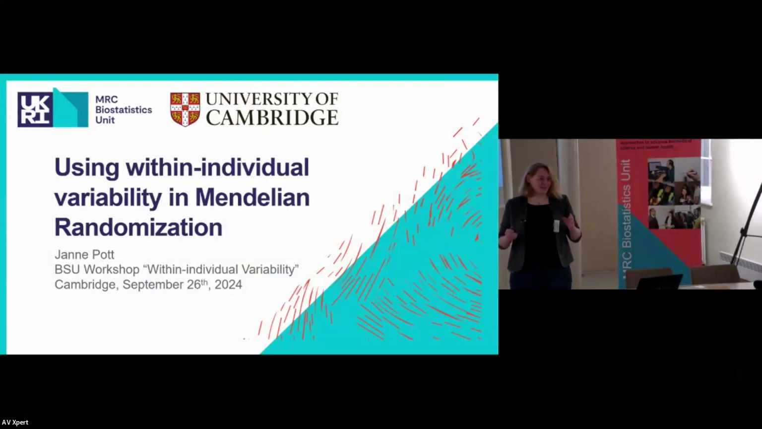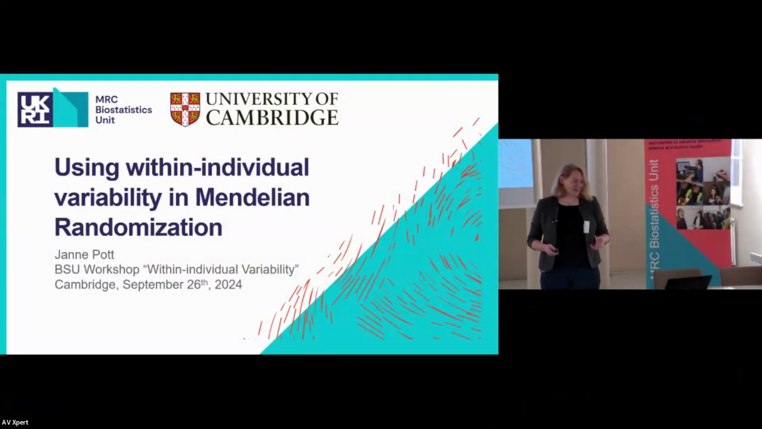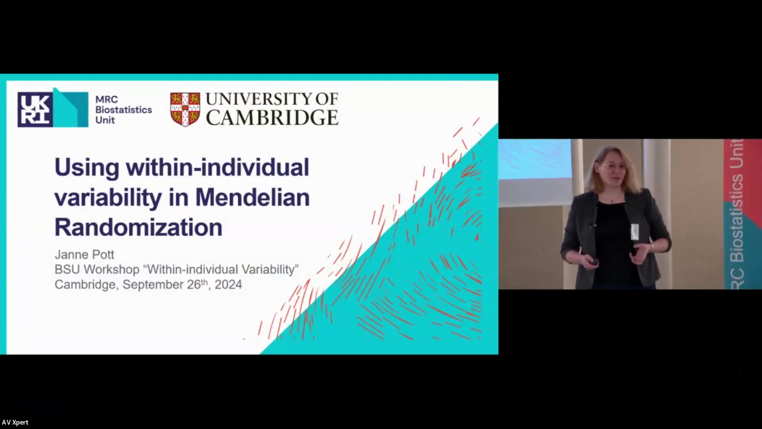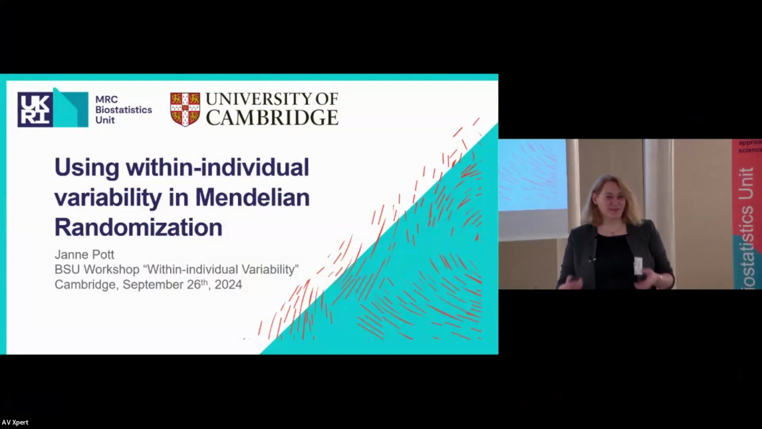So first of all, a short disclaimer. The title says that I'm using the within individual variability in the MR, but I'm actually just using the Gamma's model, the one you all know so well, to get some instruments for my Mendelian randomization. So it's not exactly the within individual variability that I'm looking at. It's more the general variability and how I could use that in Mendelian randomization.